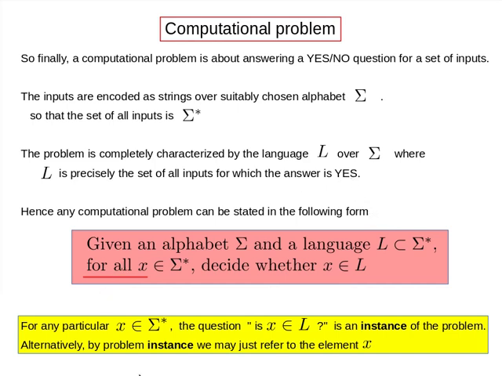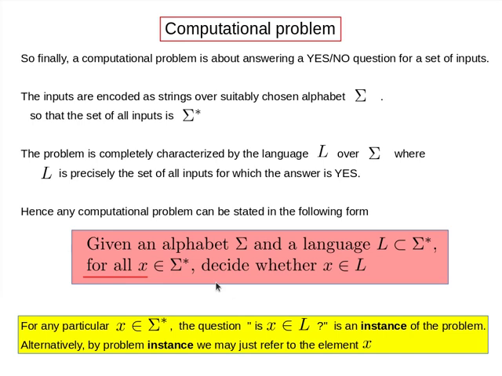And we said that for a particular x, the question "is x an element of L" will be an instance of the problem, right? The problem is to solve this thing for all x, and the answer is yes or no. That is why it's a decision problem, and we gave some argument why we concentrate only on decision problems.